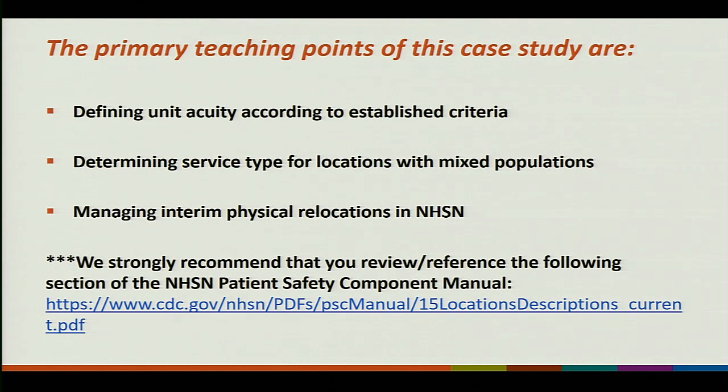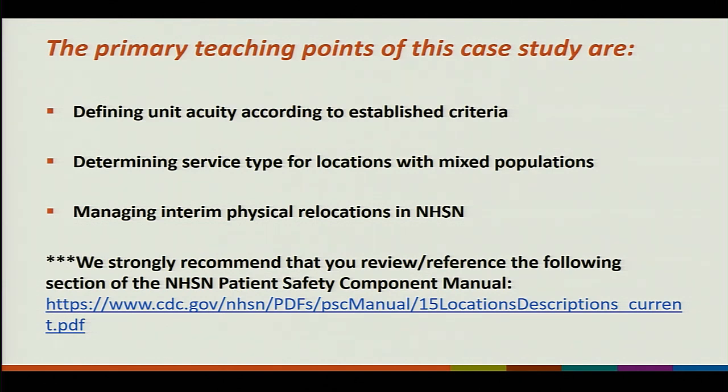So what I want to get across today is defining unit acuity according to the established criteria. Mainly what I'm talking about there is the NHSN 80% rule, which I'll go over in a moment before we get into our case studies. I think this will help with determining service type for locations with mixed populations.